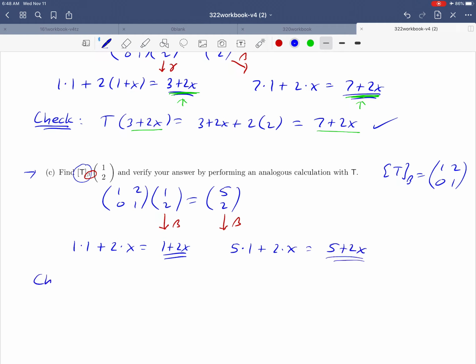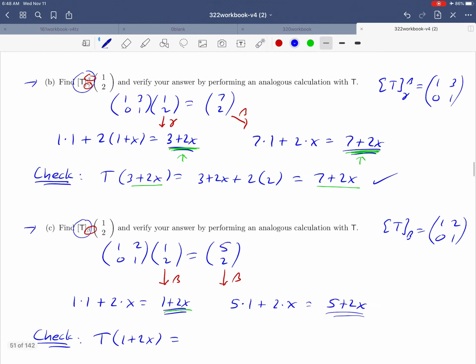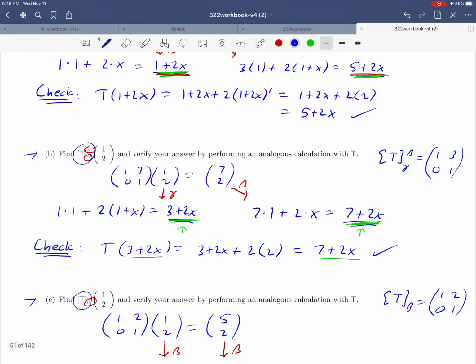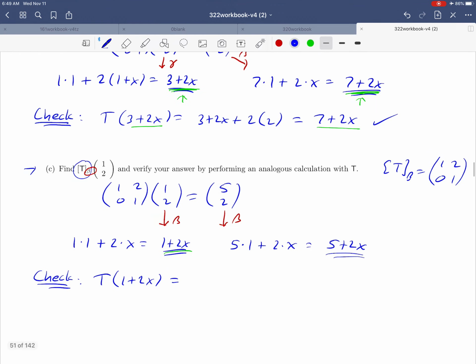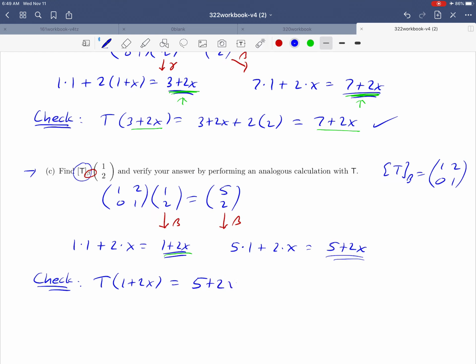Okay, and our check would be to confirm that if we take the first of those two vectors and substitute it in, we should get the second one out, 5 plus 2x. So let's see. Oh, actually, I think we already did this calculation, didn't we? Okay, if we scroll up, T of 1 plus 2x was 5 plus 2x. That hasn't changed because our formula hasn't changed. Okay, so that's still going to be 5 plus 2x. And again, we started here and we stopped here. We have just confirmed our calculation.